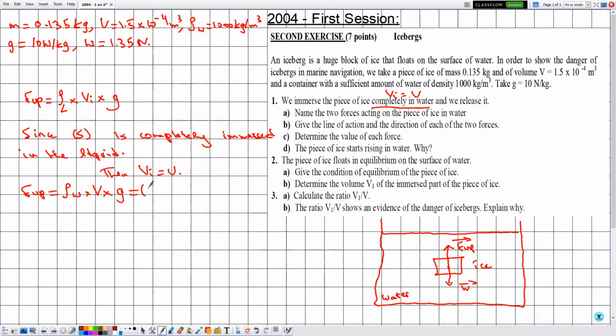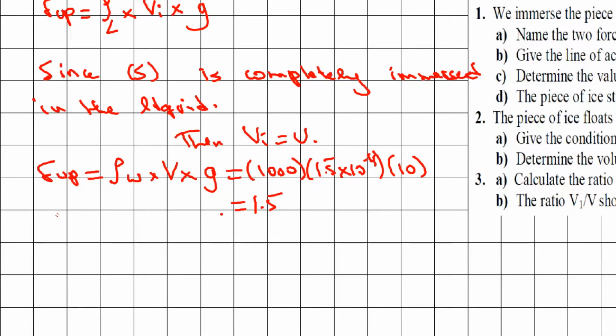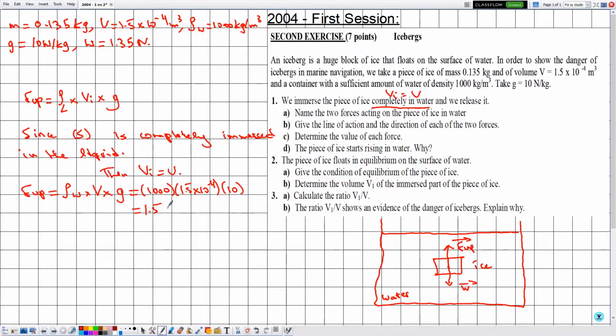Now the value of rho water is given by 1000, the value of V is given by 1.5 times 10 to the power minus 4, and the value of G is given by 10. Plugging this into the calculator, the value of F upthrust is given by 1.5. Since everything is expressed in the SI, rho water, V and G, the value of F upthrust will be expressed in the SI, which is in newtons. So F upthrust is equal to 1.5 newtons. And now we are in part D.